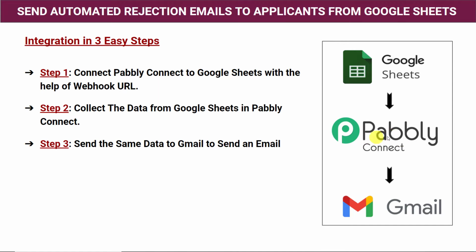So you're going to send the data that you have collected from Google Sheets into Gmail. We will compose an email and after that we will send that email to the rejected applicant. So after this integration is built, we will have a perfect flow of data between Google Sheets and Gmail. All you have to do is just sit back and relax, because whenever a new data row is entered in Google Sheets, it will automatically send an email via Gmail. Awesome.